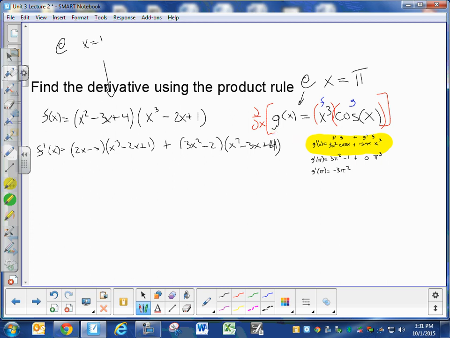Okay? So if I wanted to find f prime at 1, it would be -1 times 1 minus 2 plus 1, which is 0, plus 1 times 1 minus 3 plus 4 is 2. And this would be 2. You do not have to simplify to be able to plug in values. So understand that.